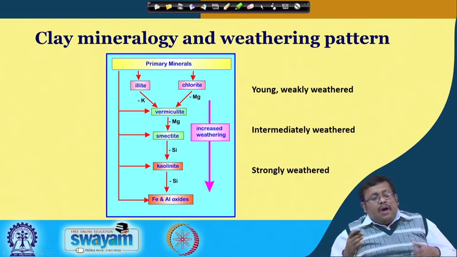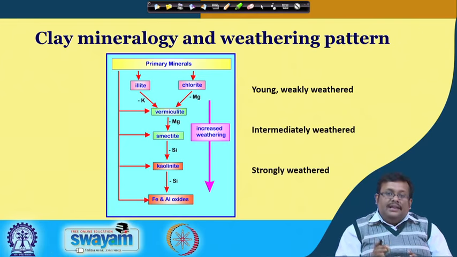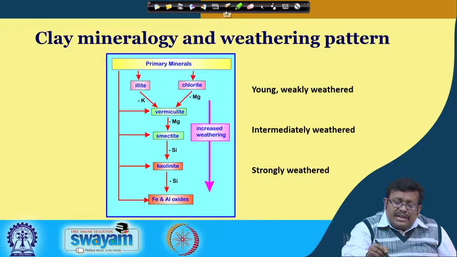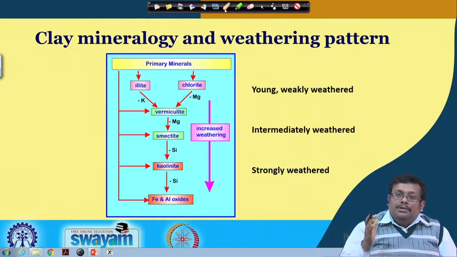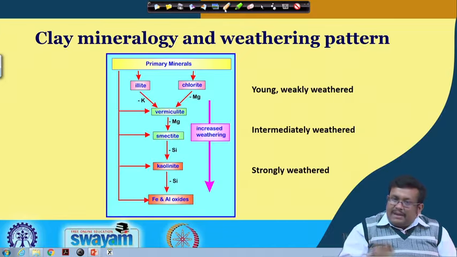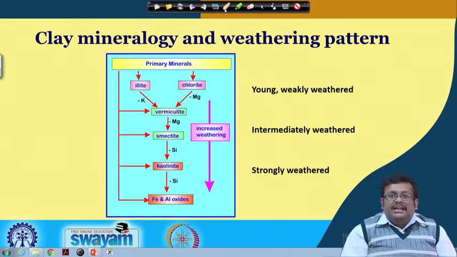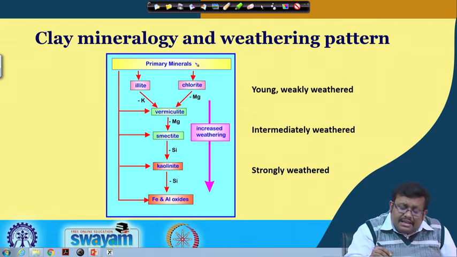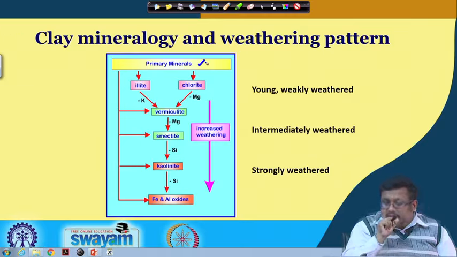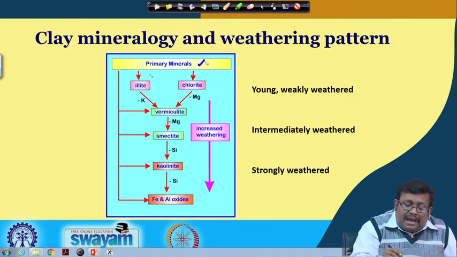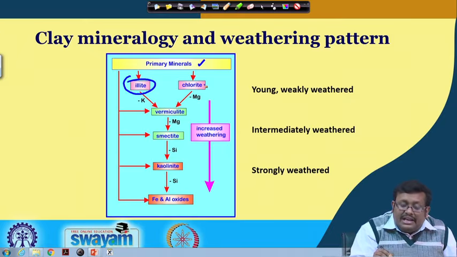So, let us see how clay mineralogy and weathering patterns are linked. This is a very interesting diagram. You know that secondary minerals or clay minerals basically form from weathering of the primary minerals. Let us see the sequence of different secondary minerals as they are generated from the primary minerals. The primary minerals are the first precursors of clay minerals. At first, from the primary minerals, there will be the formation of illite or chlorite.